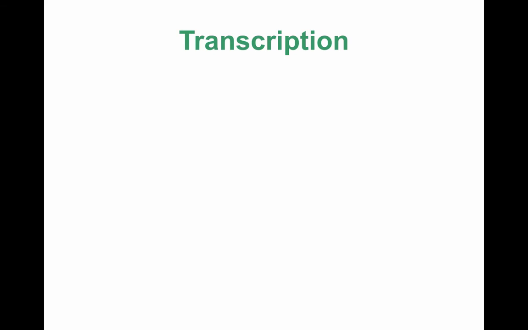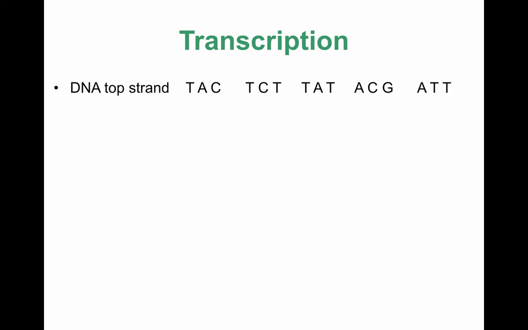Now that you've learned how to make a protein through the processes of transcription and translation, let's try an example. There are two strands to DNA. Here is one strand. Find the complementary base pairs of the second strand. Pause the video and write your answers.